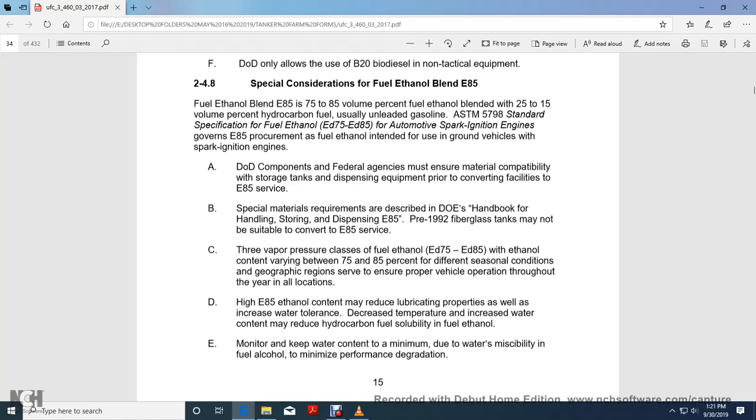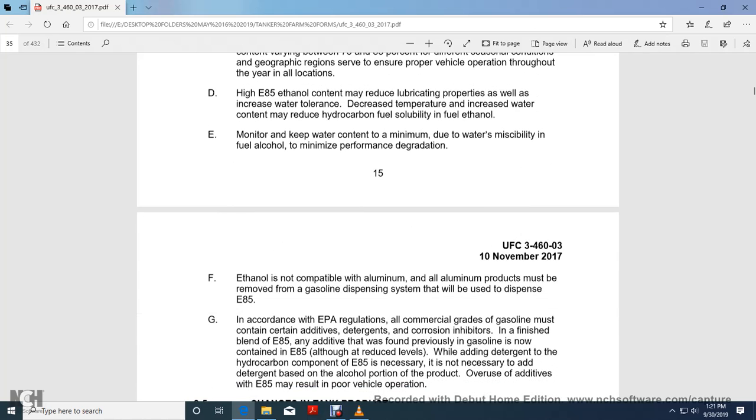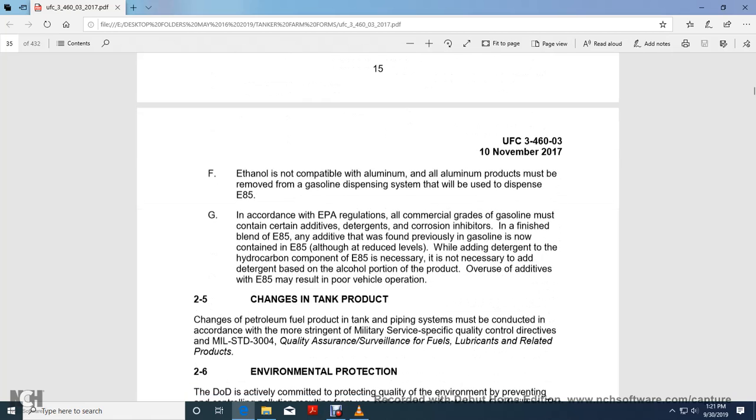There are vapor pressure classes of fuel ethanol, with ethanol content varying from 75 to 80%, for different seasonal, geographical and regional conditions, to ensure proper vehicle operation throughout the year in all locations. High ethanol E85 content may reduce lubricating properties, but increases water tolerance. Increased temperature and increased water content can reduce hydrocarbon fuel solubility in fuel ethanol. Keep water content to a minimum due to the water miscibility of fuel alcohol, to minimize performance degradation.